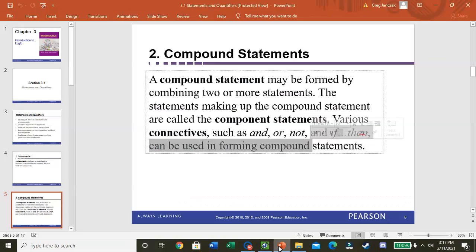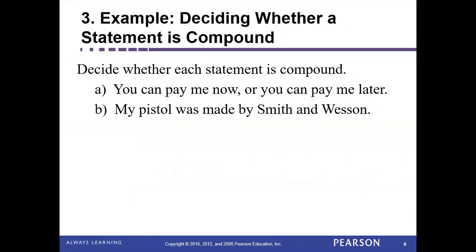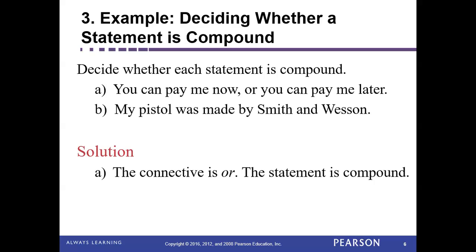Okay, so let's go back to our notes. All right, so if we have here, decide whether each statement is a compound statement: you can pay me now or you can pay me later. You can pay me now or you cannot pay me now. You can pay me now, that's true or false. Or you cannot pay me now. Or you can pay me later, that's also true or false. So that's considered a statement.